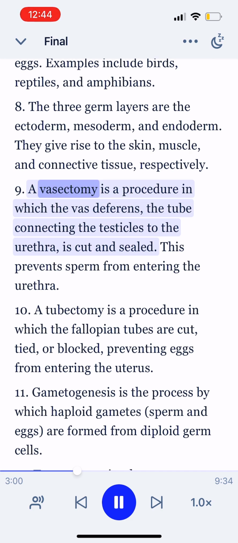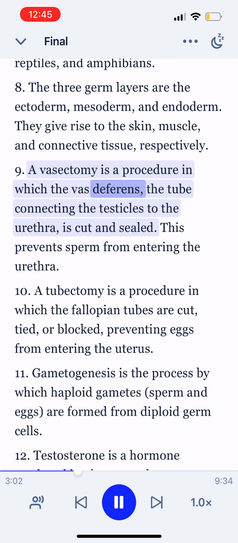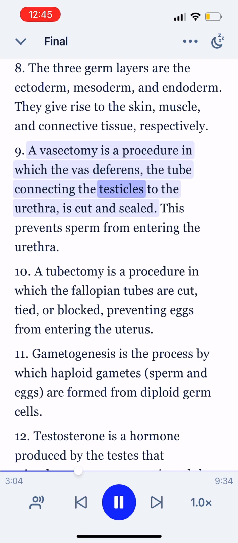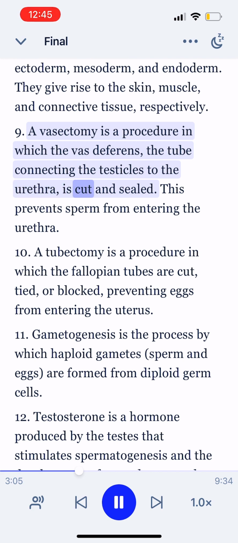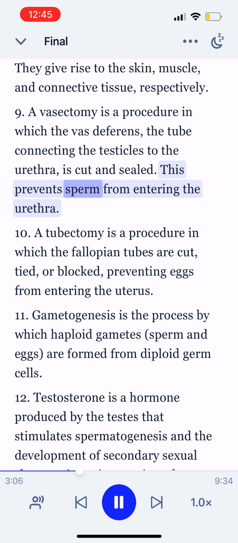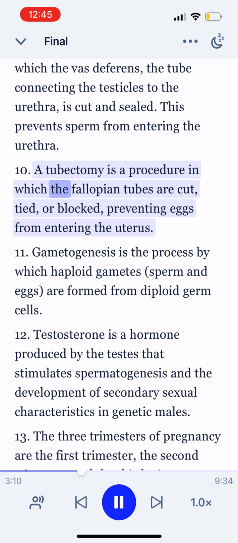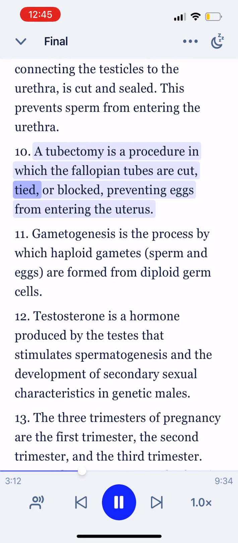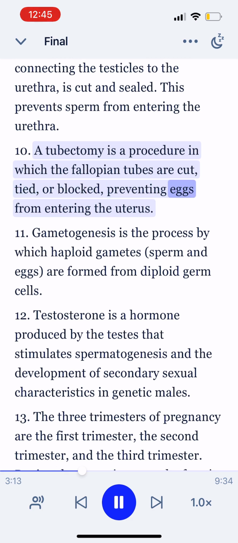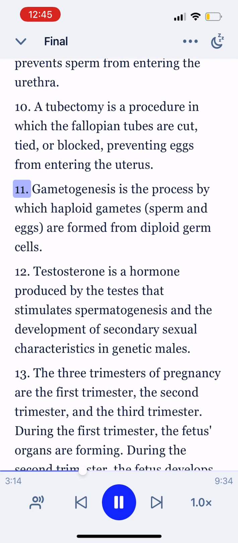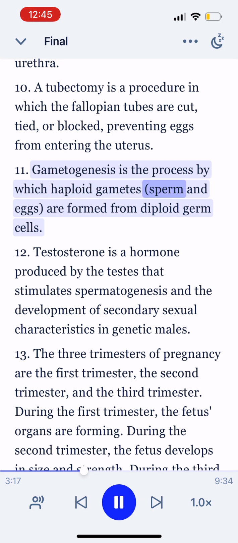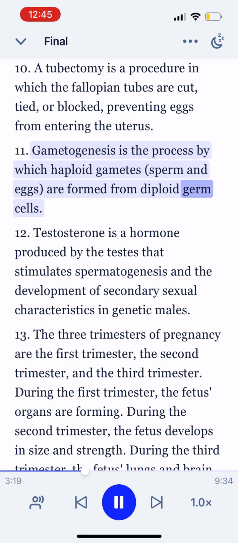9. A vasectomy is a procedure in which the vas deferens, the tube connecting the testicles to the urethra, is cut and sealed. This prevents sperm from entering the urethra. 10. A tubectomy is a procedure in which the fallopian tubes are cut, tied, or blocked, preventing eggs from entering the uterus. 11. Gametogenesis is the process by which haploid gametes, sperm and eggs, are formed from diploid germ cells.